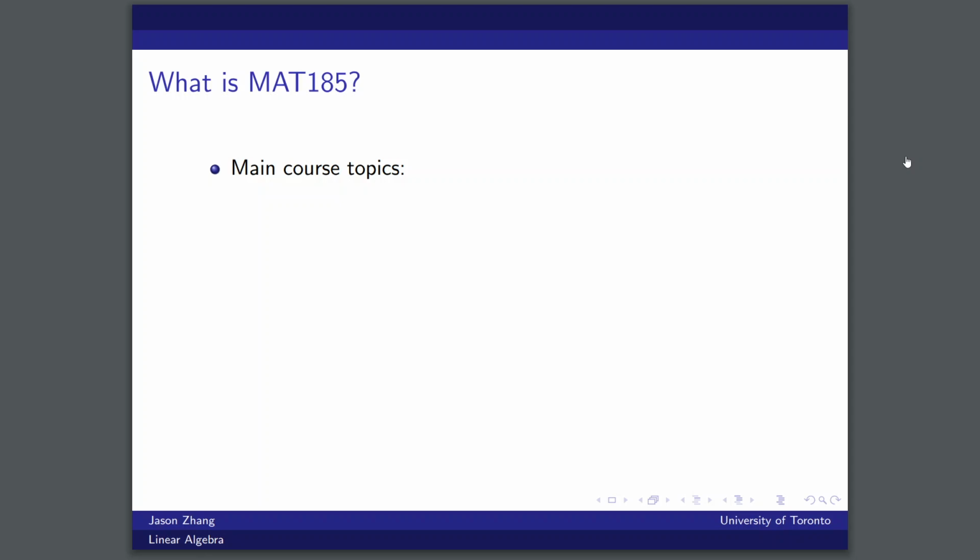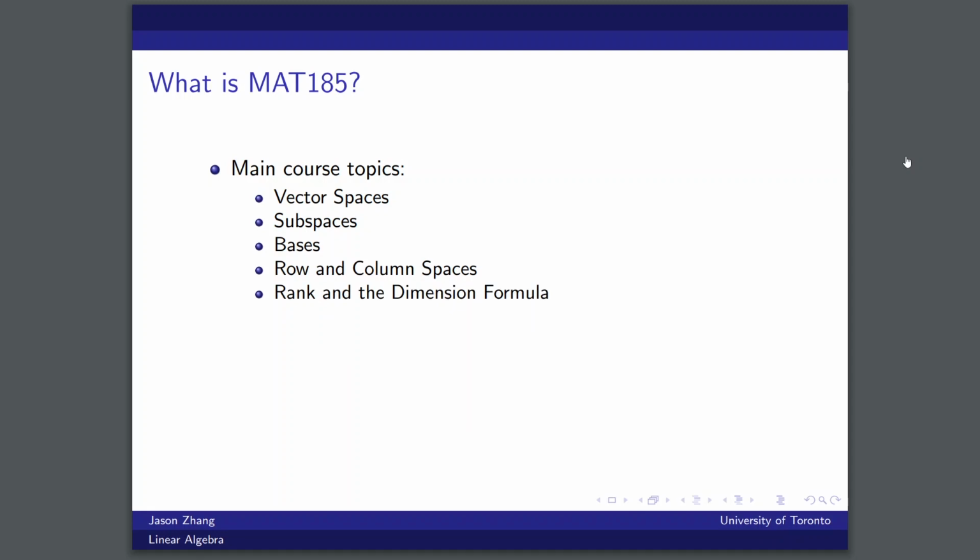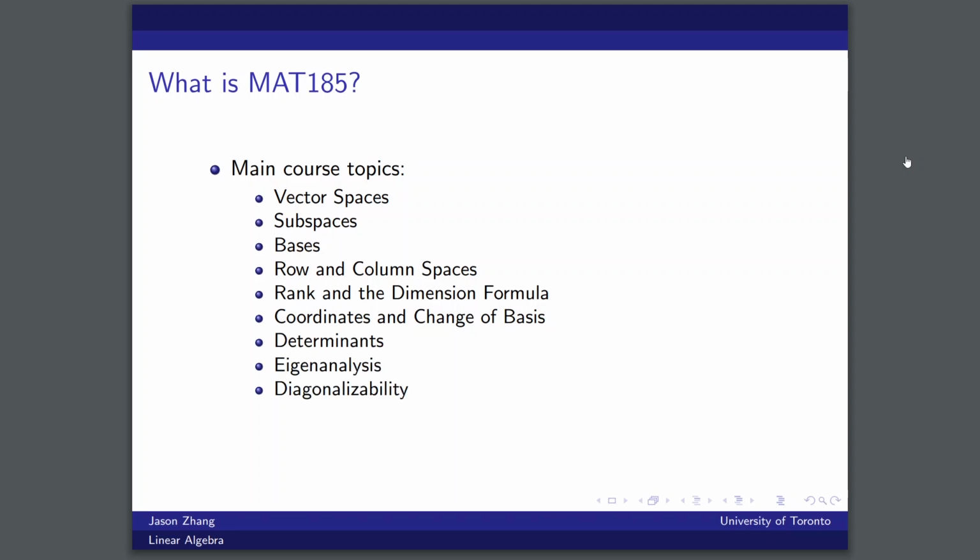So the main course topics, being a linear algebra course, we covered more of the abstract concepts related to linear algebra. In the fall term of first year, we mainly dealt with computational linear algebra, working with vectors and such, but here we cover more abstract concepts like vector spaces, subspaces, bases, row and column spaces, rank and the dimension formula, coordinates, change of basis, determinants, eigenanalysis, diagonalizability, and linear differential equations.